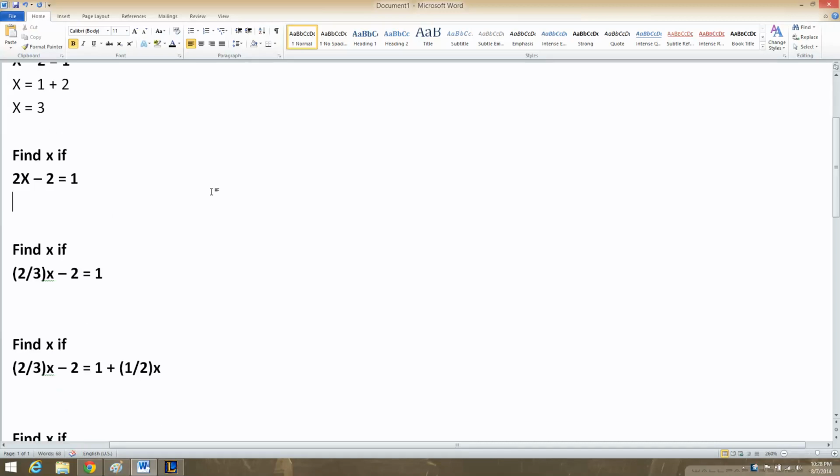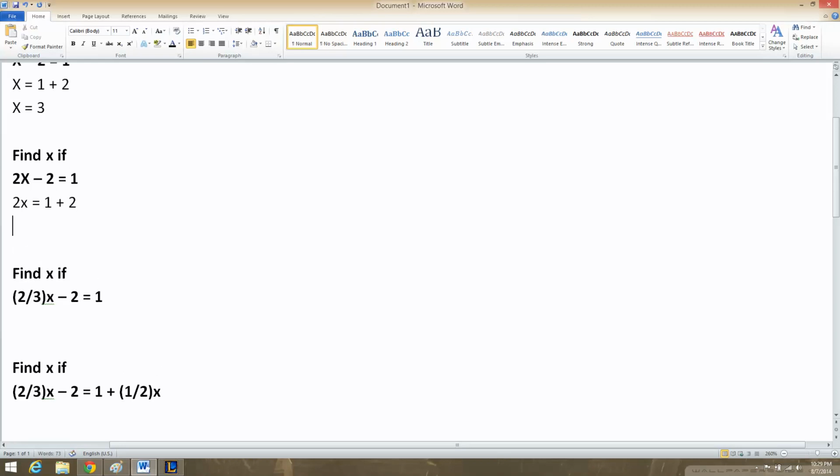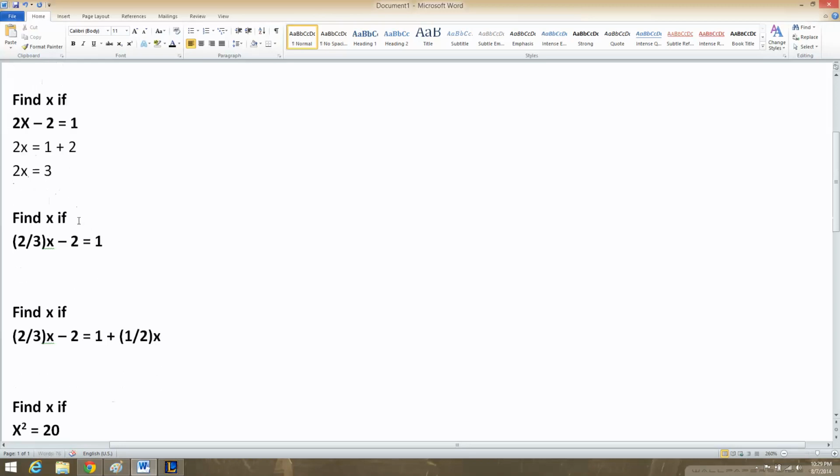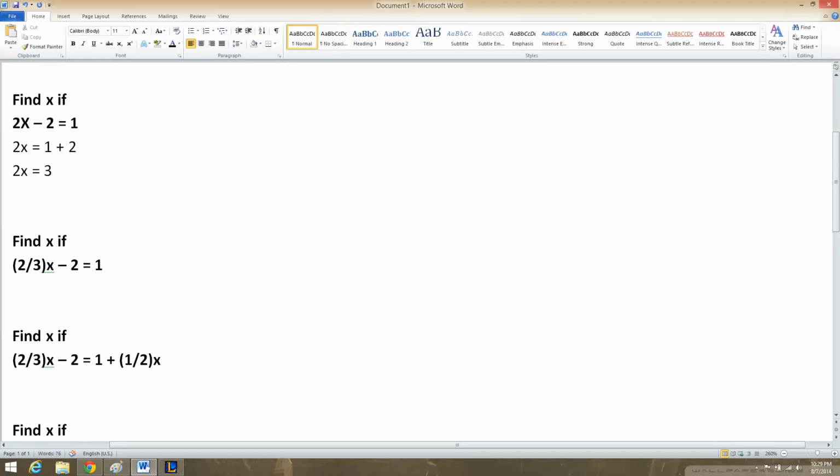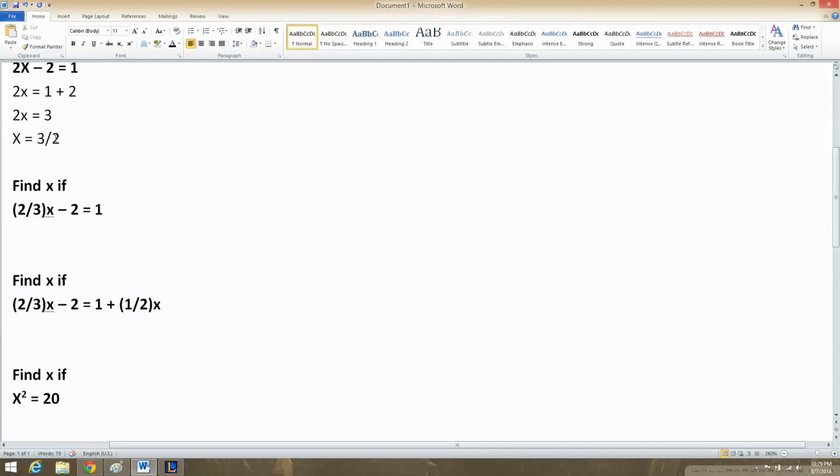The second problem is 2x minus 2 equals 1. All I have to do is the same thing as the first problem. You bring the 2 over to the right side as a positive, so it ends up as 1 plus 2, and that ends up as 2x equals 3. From here, you divide the left side by 2 to turn it into 1x, and 1x is just x. By dividing the left side by 2, you divide the right side by 2 as well. And the answer will be x equals 3 divided by 2, or 3 over 2.